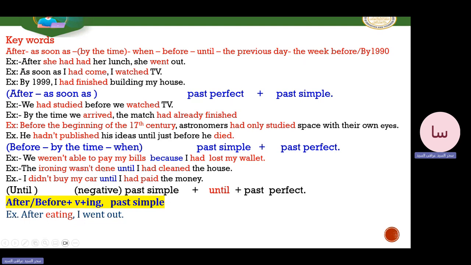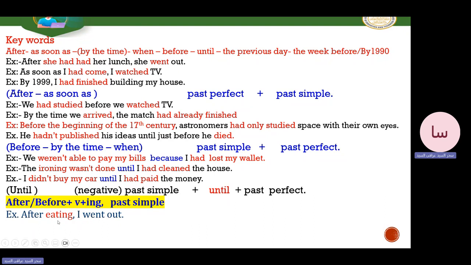Or I didn't do the ironing. Okay. So until means the rule is followed by past perfect, and before it past simple. It may be negative, it may be positive according to the meaning of the sentence. Okay. What about after and before? If we don't have a subject after them, we should use gerund, verb plus ing, then past simple.